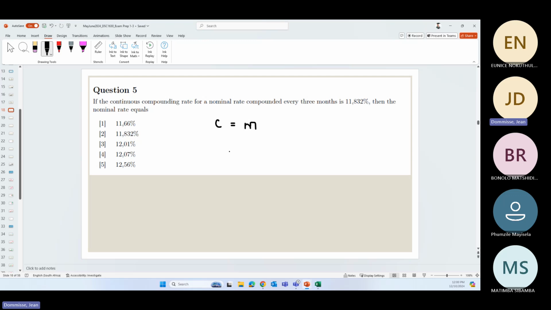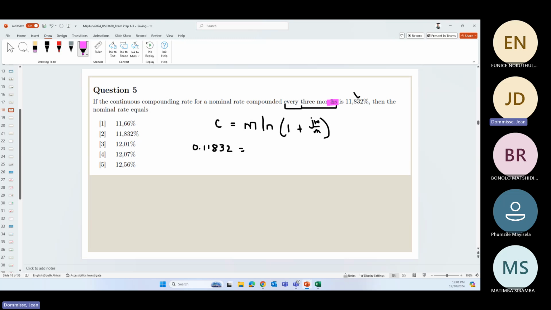Okay, so formula C is equal to M times 1 plus Jm over M. So that is if periods change. So let's see, they've given us the interest that we're working with. So it's 0,11832. They told us every 3 months.